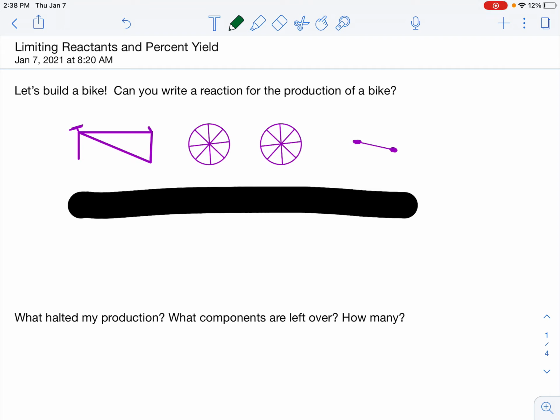Okay, so to start off, we're going to build a bicycle. If we build a bicycle and we have these pieces, you might be able to actually write a reaction for this type of bicycle build. It looks like you would need one frame plus two wheels plus one handlebar, and that would produce one bike. All right, so it looks like I have a 1 to 2 to 1 ratio. These are the pieces of the puzzle that are required.